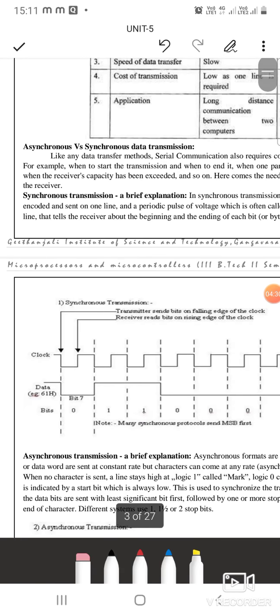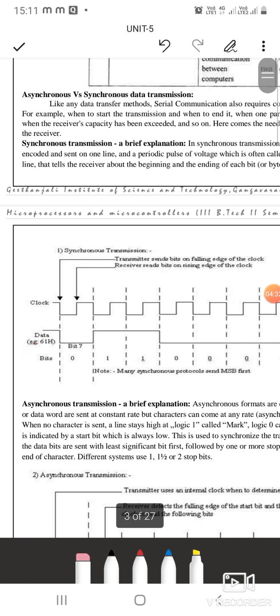And when it comes to the type of data transfer, we have two types of data transfers. One is the asynchronous data transfer, another one is the synchronous data transfer. We will be having two types of data transfers. One is the synchronous data transmission, another one is the asynchronous data transmission.